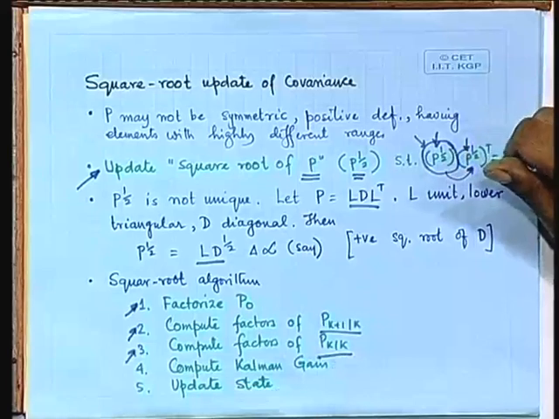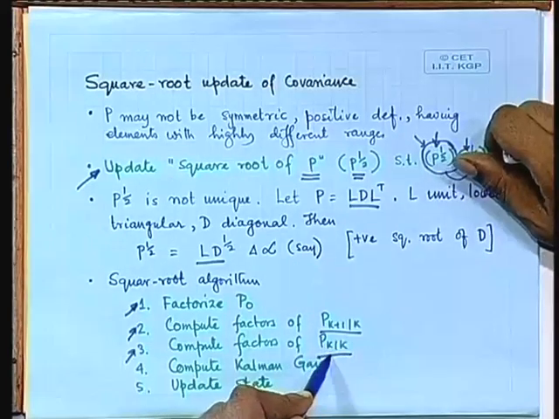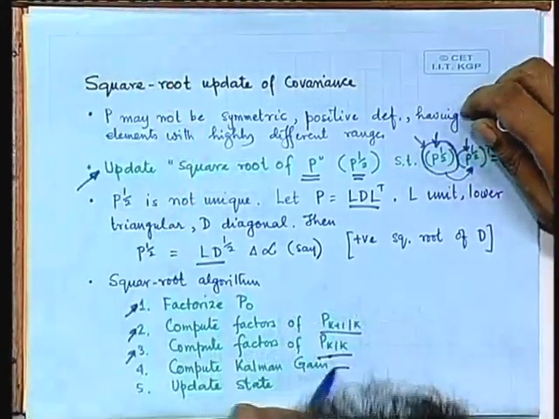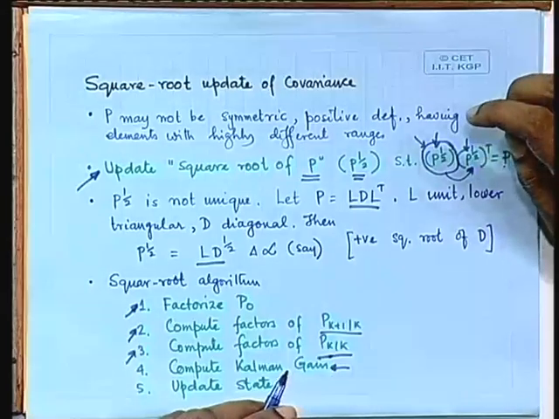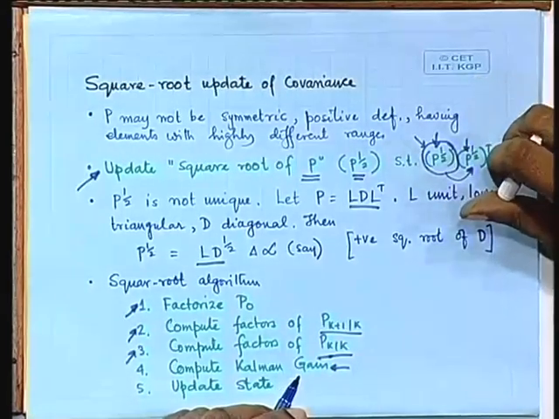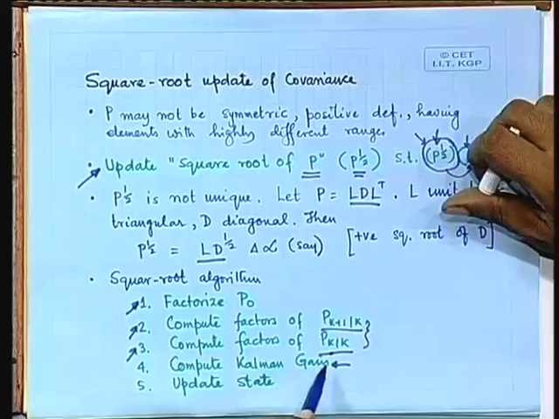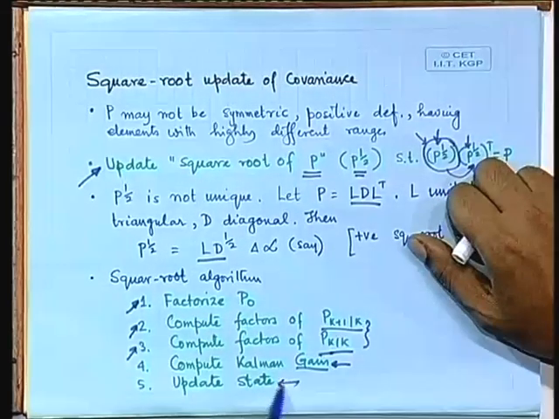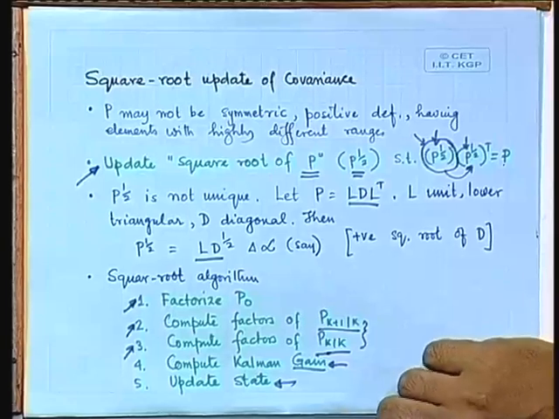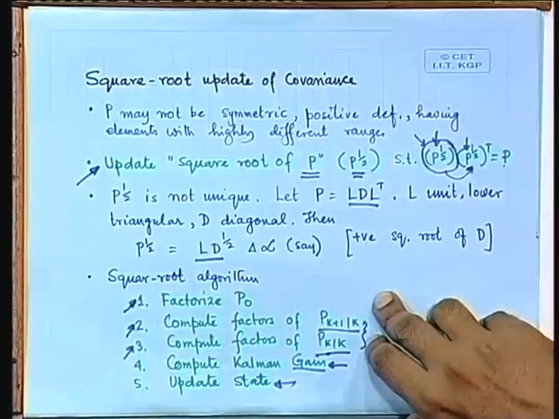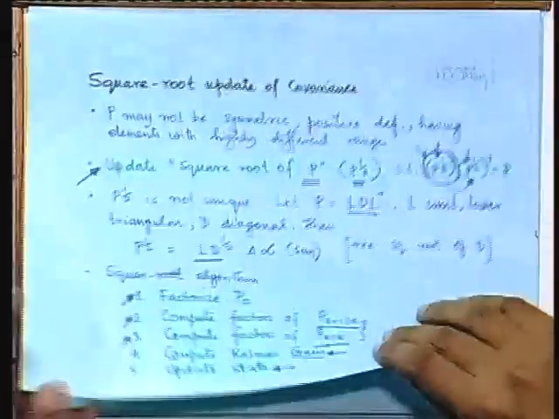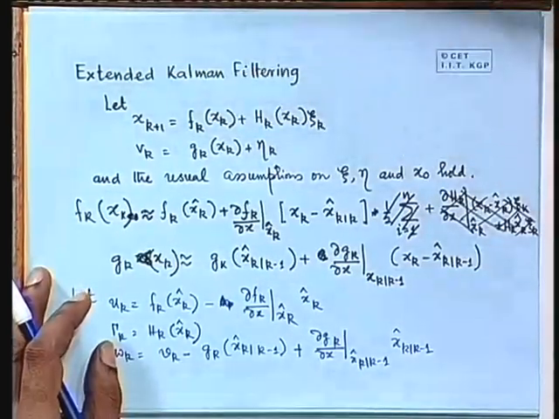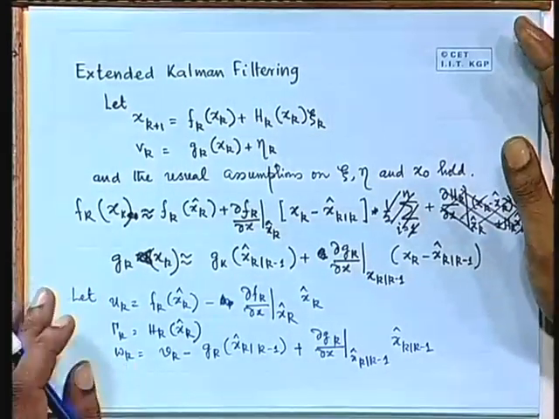Similarly, update the square root of Pk given k, and then once you have this square root, you construct Pk given k and then you construct the Kalman gain, because the Kalman gain will require Pk given k. So while updating you update the square roots, then while calculating the Kalman gain use this equation, and then update the state. This algorithm is now fairly stabilized, discovered and developed by various people, Bierman, Potter. So now it is a very stable and well used implementation.